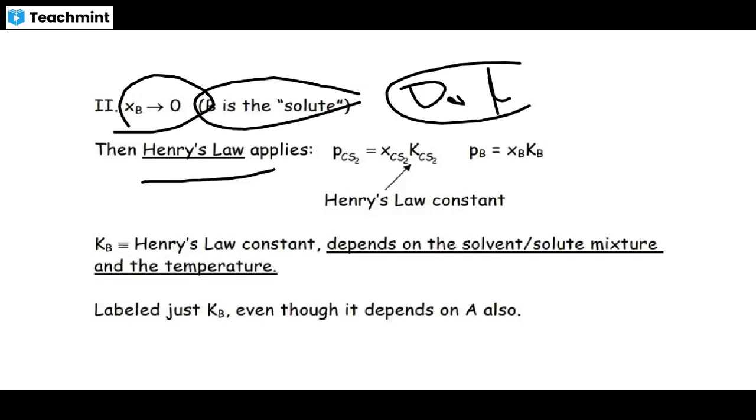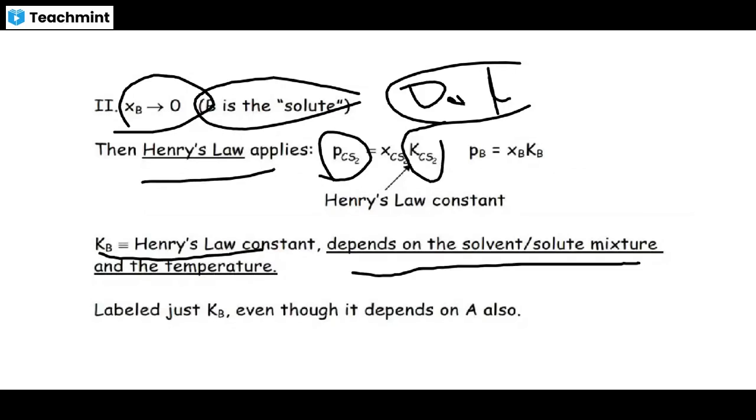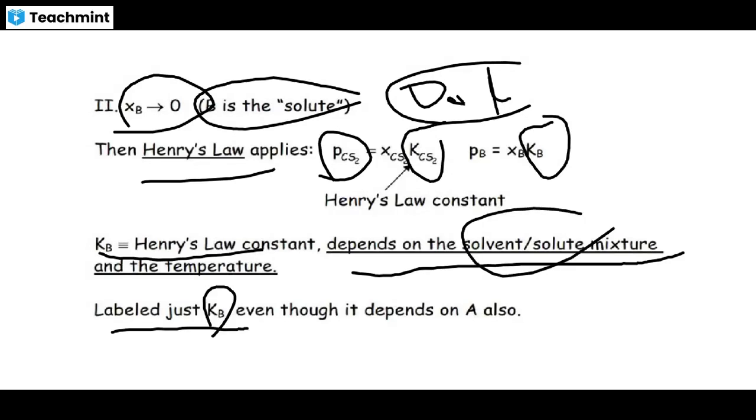Now the partial pressure of CS2 is the mole fraction of CS2 times Henry's law constant. Henry's law constant depends on the solvent and solute mixture and on the temperature. It is different for different solvent or solute systems. It is labeled kb, but it also depends on A, the solvent. Here B is the solute, A is the solvent.